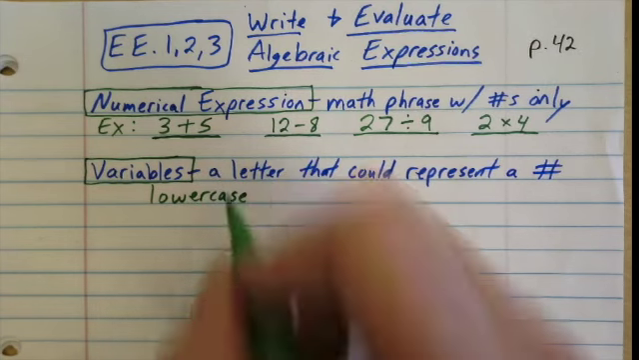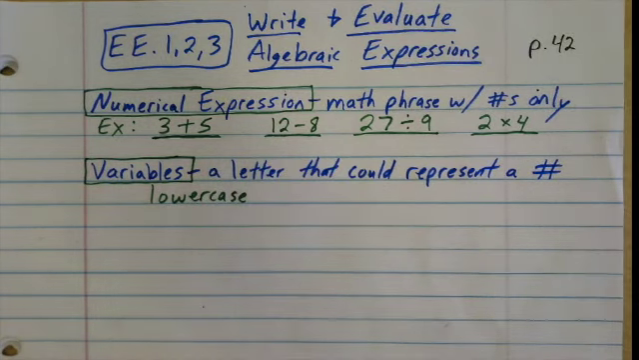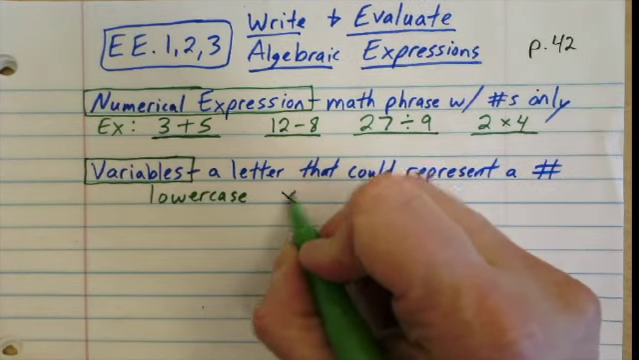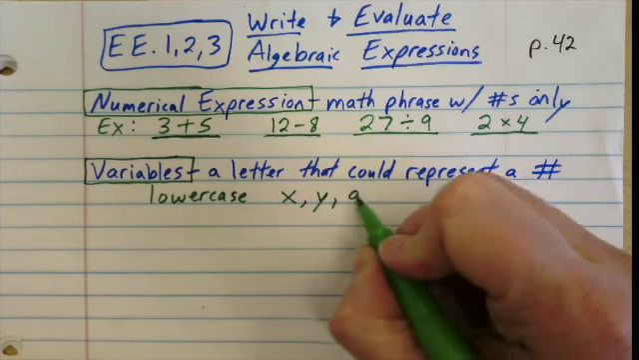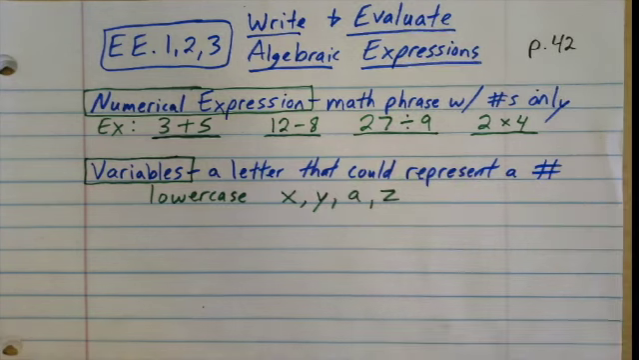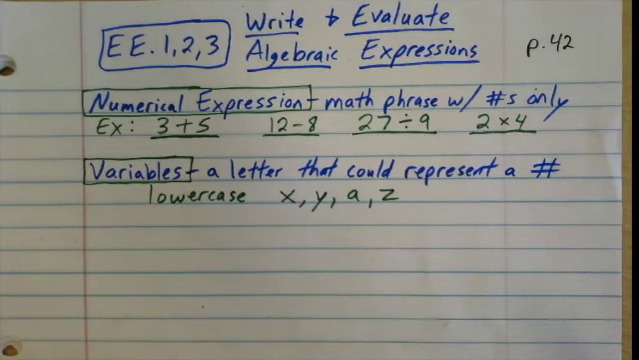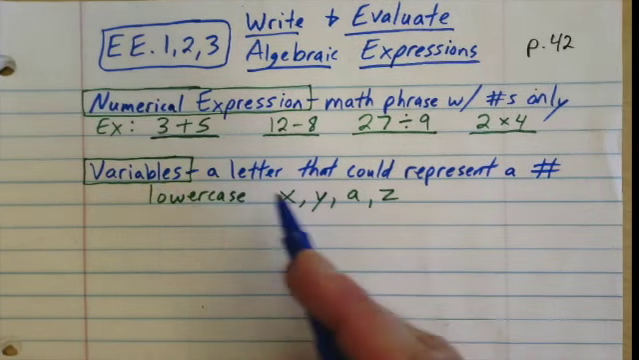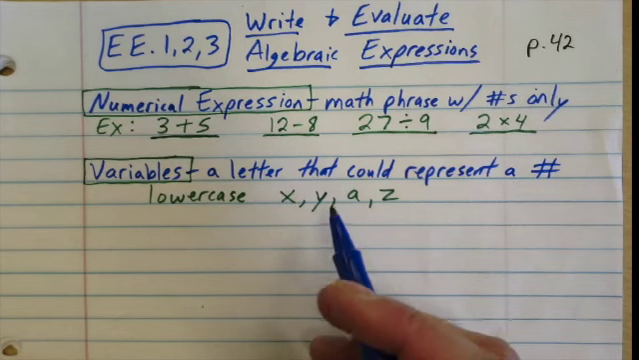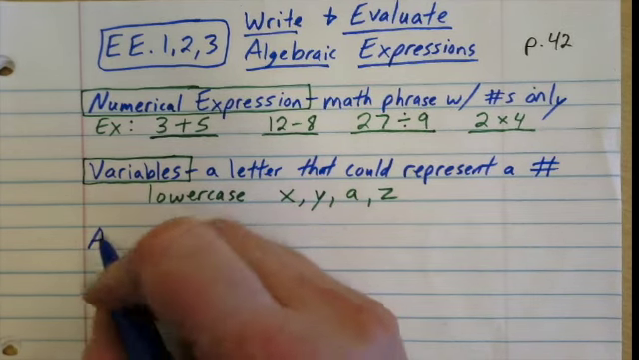A lot of times when you see them typed, they look like they're almost slanted or italicized. Most common letters that you would see are x, y, a, and z. Those are common variables that you would see in math. So numerical expressions are numbers. Variables would be like using letters in math. So then we get into algebraic expressions.